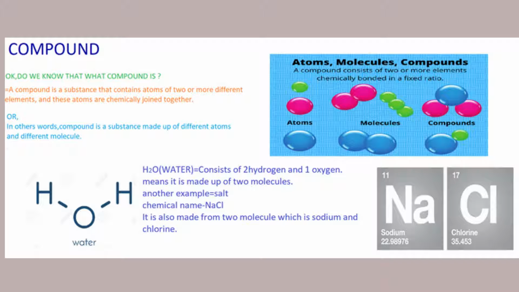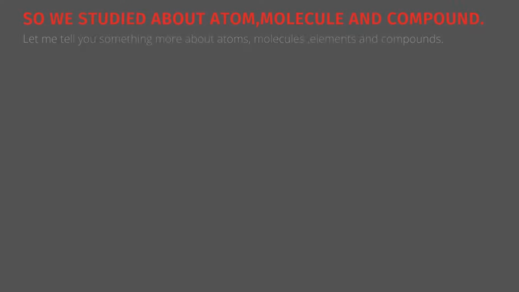For example, H2O means water. It consists of two particles of hydrogen and one particle of oxygen, which means it is made up of two elements. Another example is salt. The chemical name is NaCl, sodium chloride. It is also made from two elements, which are sodium and chlorine.